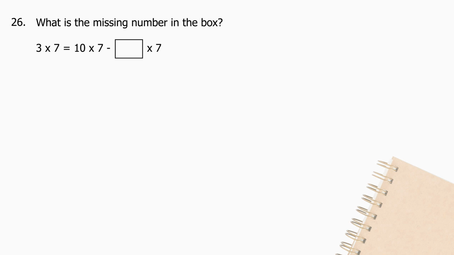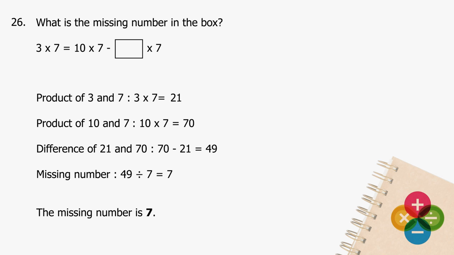Question 26. What is the missing number in the box? 3 multiplied by 7 is equal to: 10 multiplied by 7 minus the missing number multiplied by 7. The product of 3 and 7 will be: multiply 3 by 7, and the product is 21.